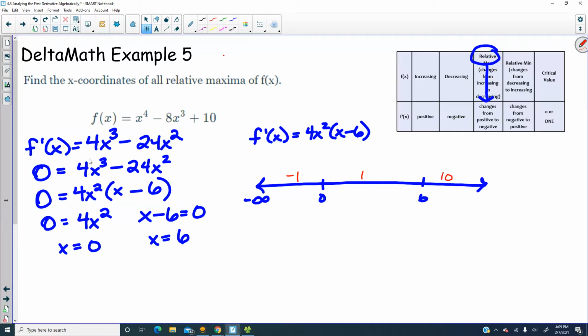All right, so I found my derivative, set it equal to 0, factored, set each factor equal to 0, and found that my two critical numbers are x equals 0 and x equals 6. Now I have my critical numbers on the number line. I'm ready to analyze, so let's do the sign chart.